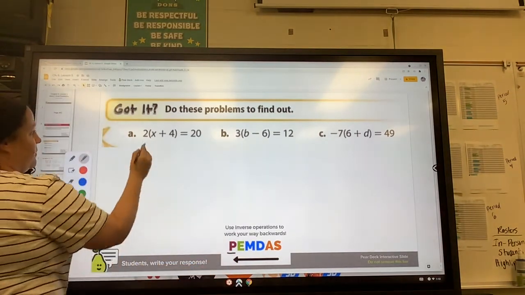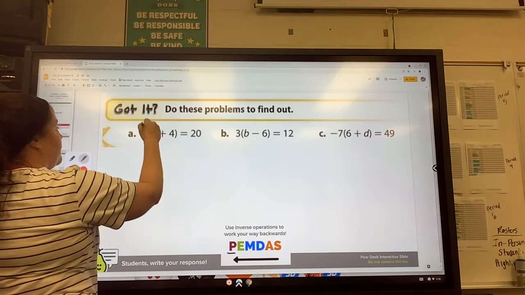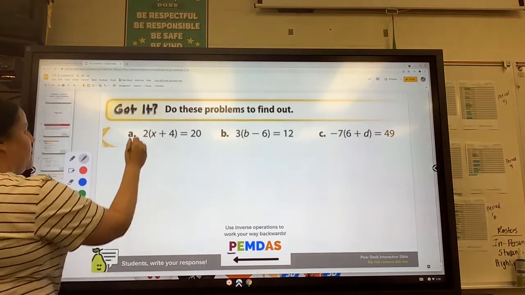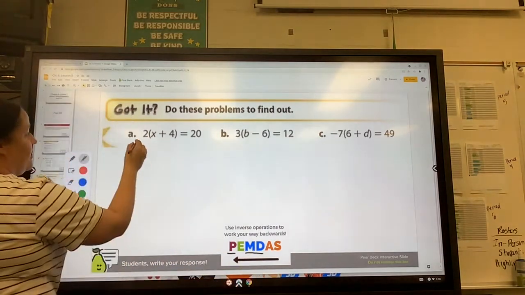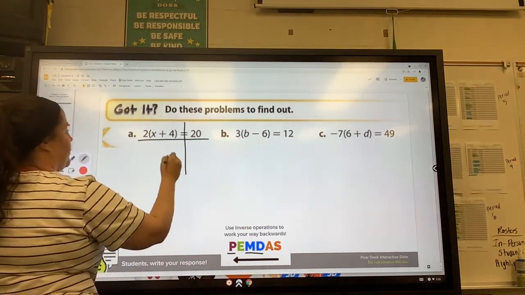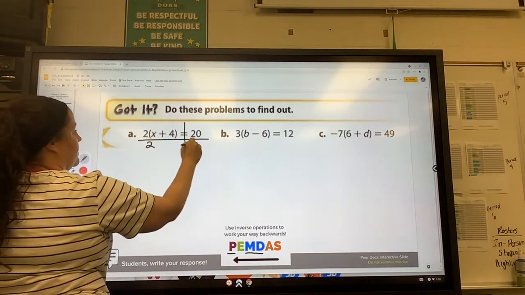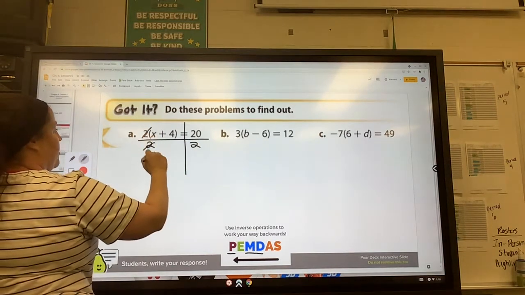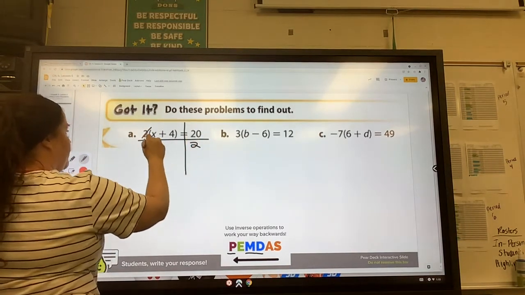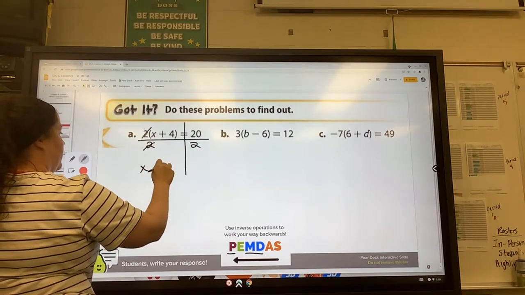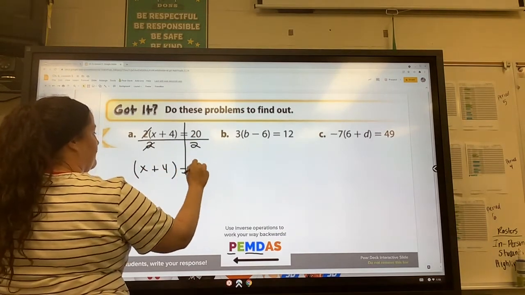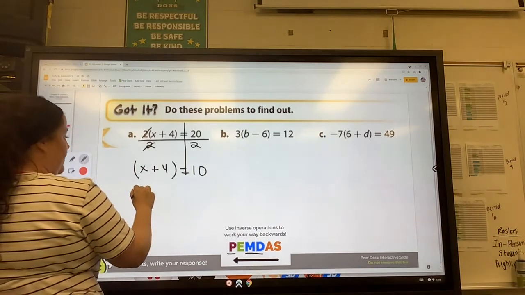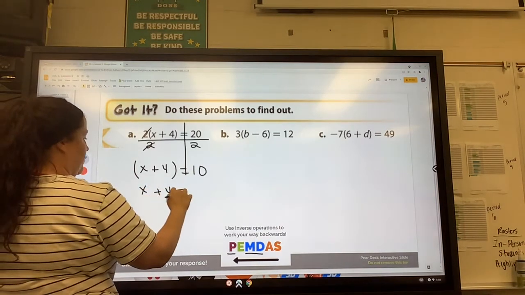So now let's look at this. So this is 2 times (x plus 4). So the multiplication would be the next thing to undo. So we're going to use division. We're going to divide both sides by 2. That would cancel the 2's out. And then we'd be left with x plus 4 equals 20 divided by 2, which is 10. Now we can get rid of the parentheses. It's just x plus 4 equals 10.